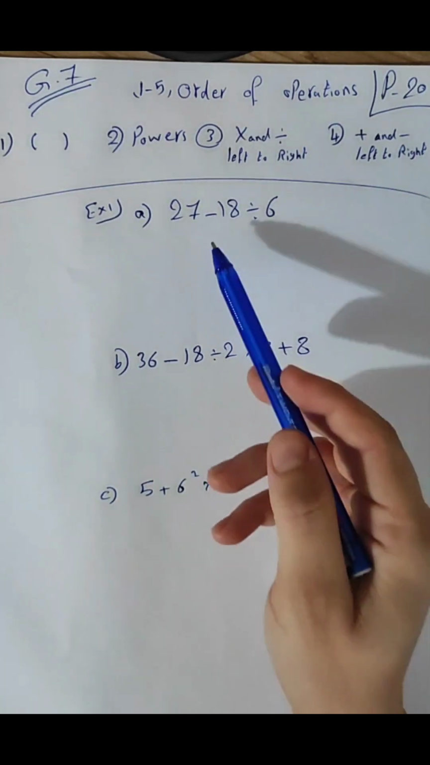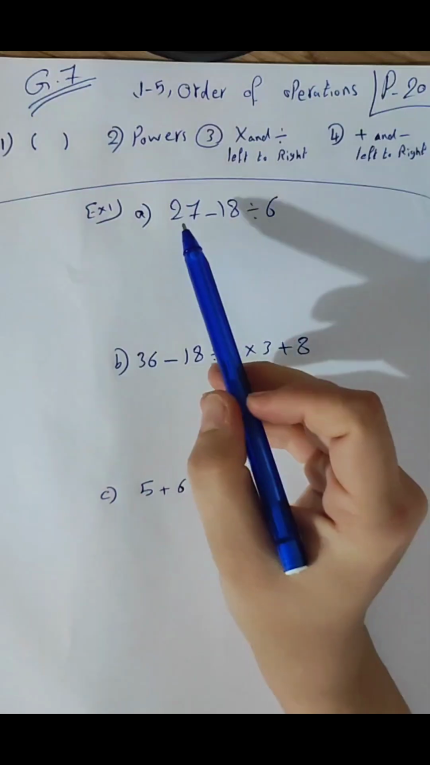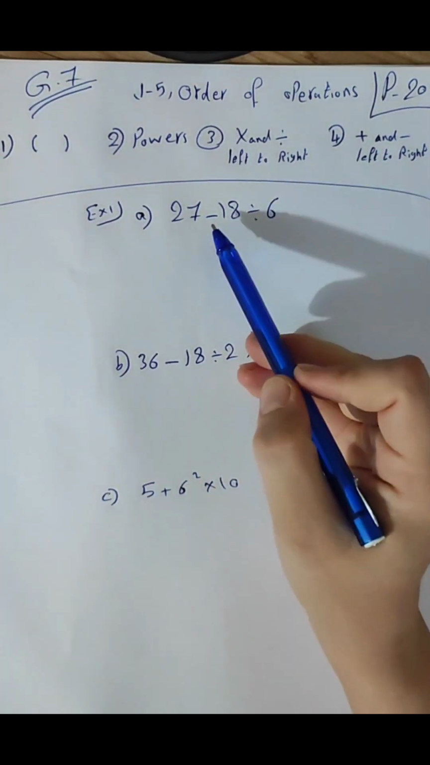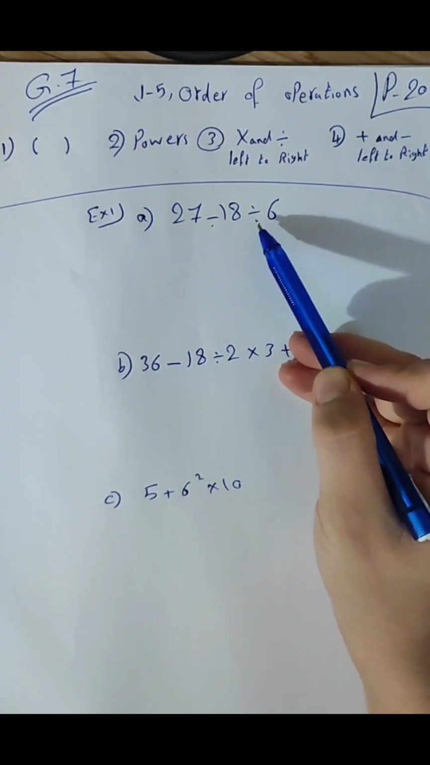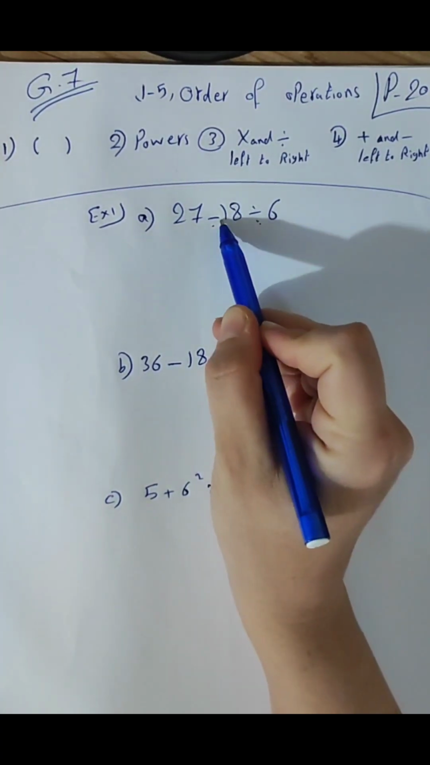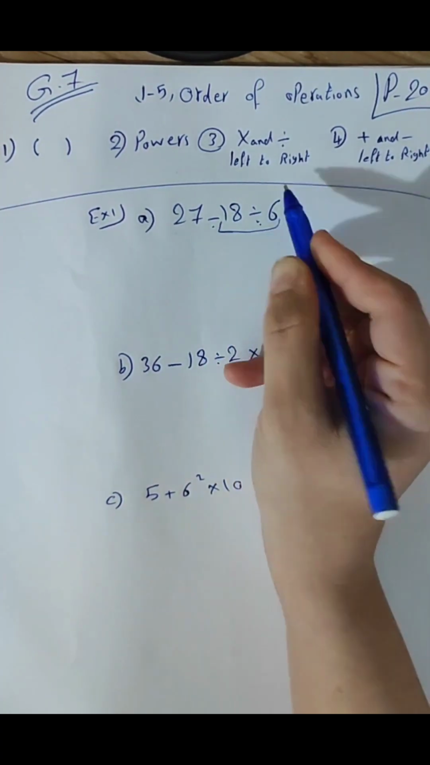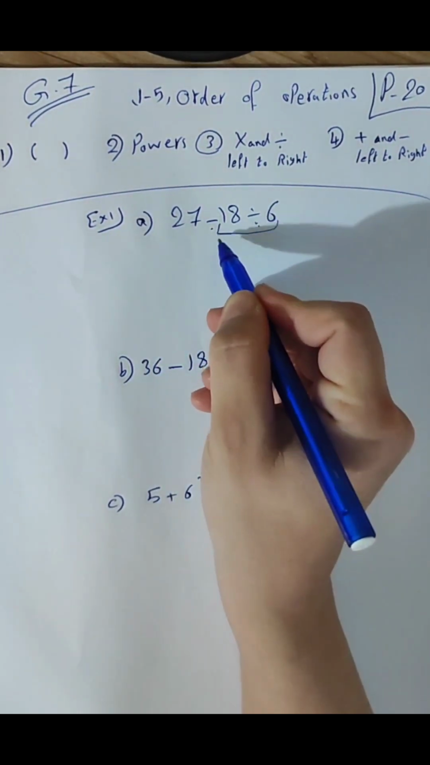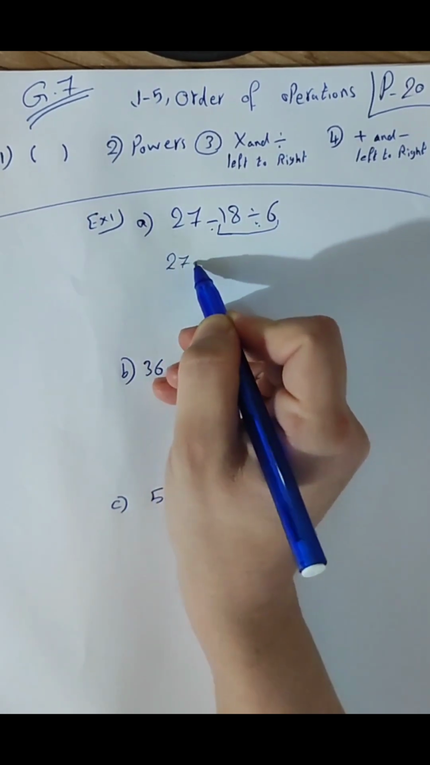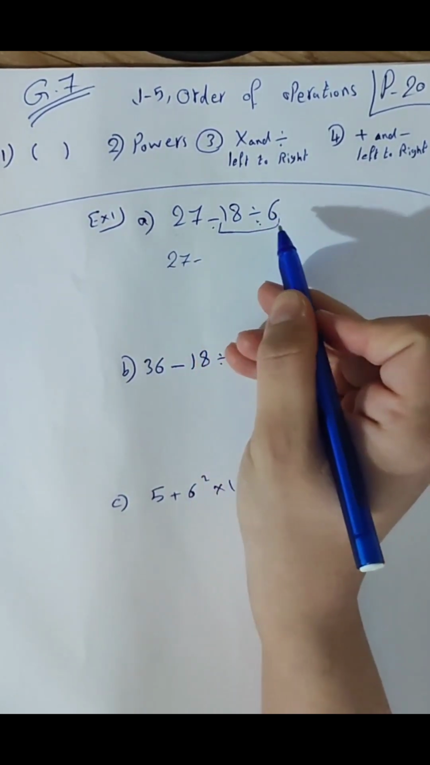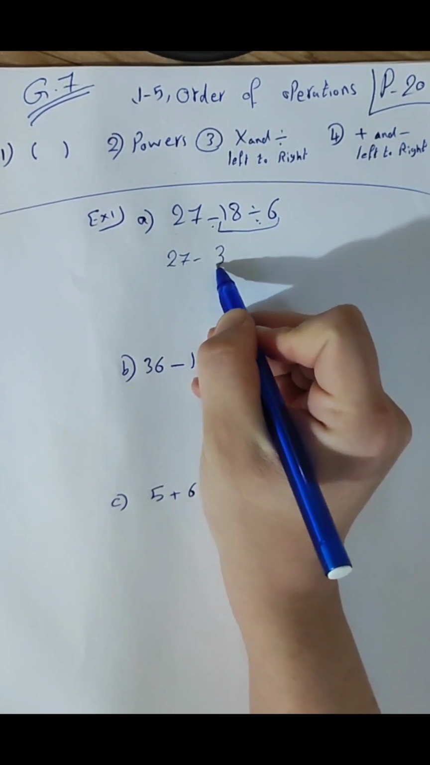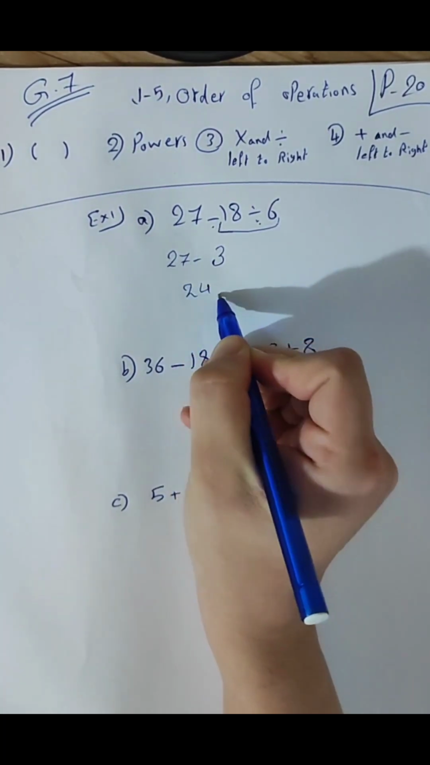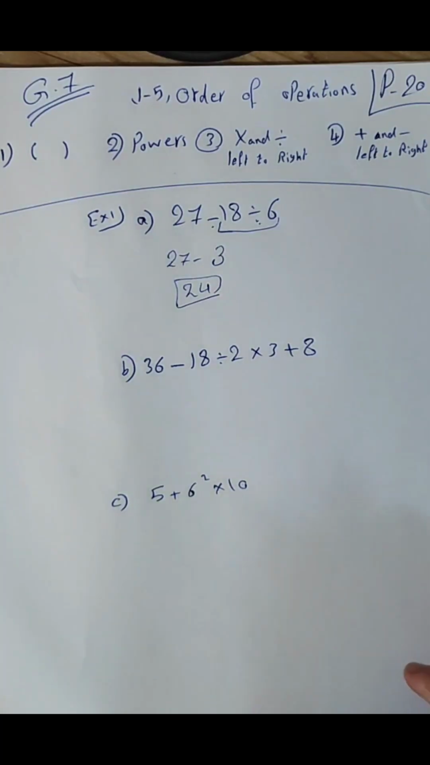Question 1, we have this question: 27 minus 18 divided by 6. Okay, look, you have minus and divide. First you should solve this part, because in step 3 we have dividing and in step 4 we have minus. So we write this number the same, and 18 divided by 6 is equal to 3, and 27 minus 3 is equal to 24. And this is the answer.